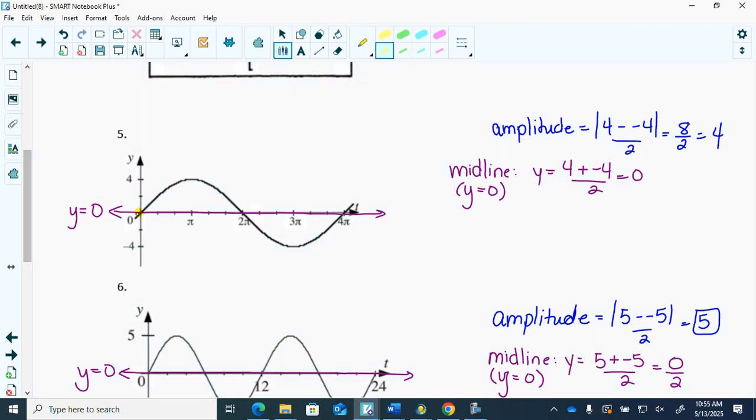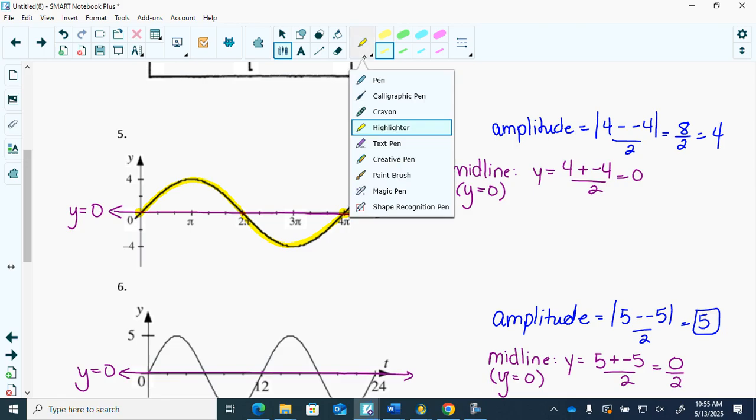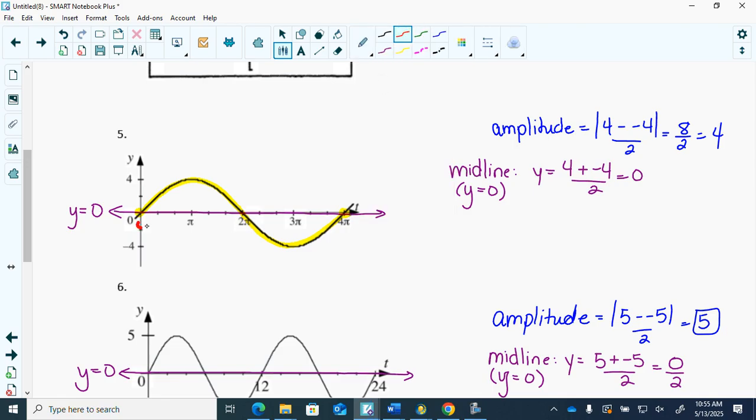So we start on our y-axis. We go past a max to here, and then are we done? We still have to go past a min to here. So how long did it take me? 4 pi, because we're going from 0 to 4 pi. So the period equals 4 pi.